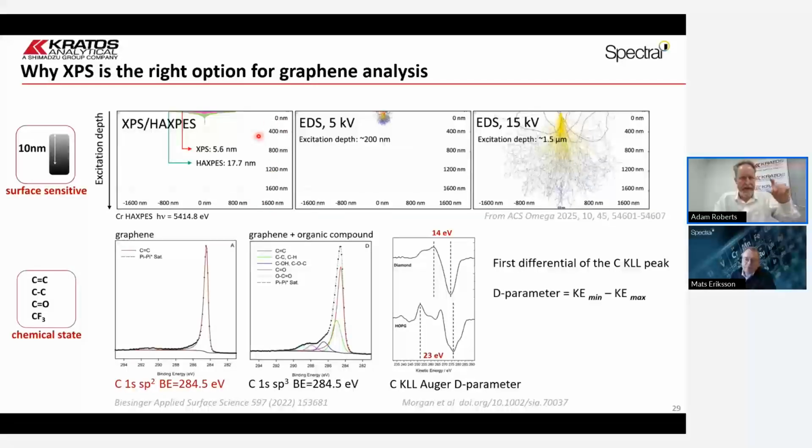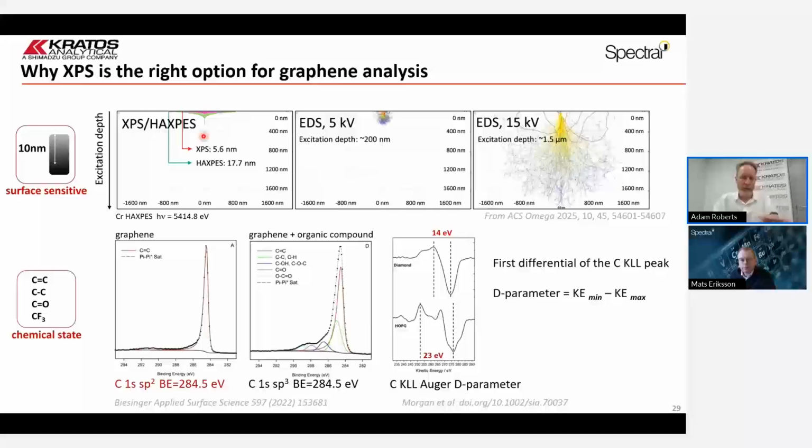And then this demonstrates the different sampling depths. For conventional XPS, about 10 nanometers. For the harder X-rays, in this case this plot was for chromium X-rays, we're looking even deeper, up to about 20 nanometers. If we contrast that to EDS calculations using a 15 kilovolt primary electron, you can see that we're sampling microns. So where we've got the very, very thin graphene layers, XPS is really a go-to tool.